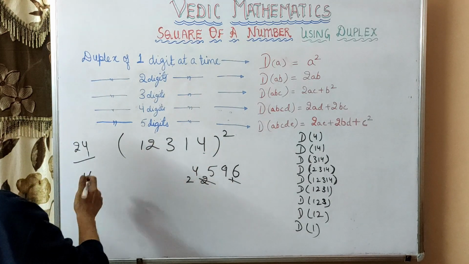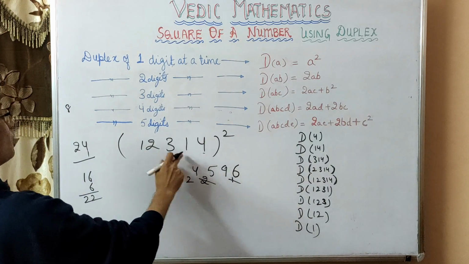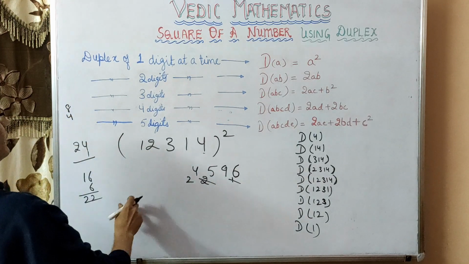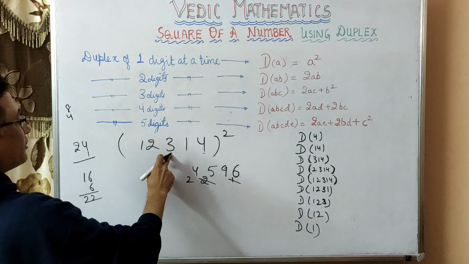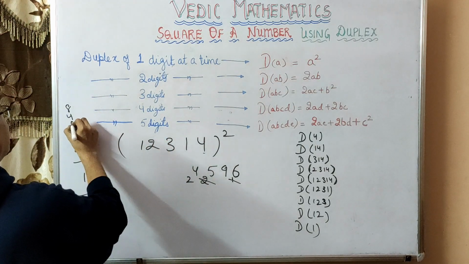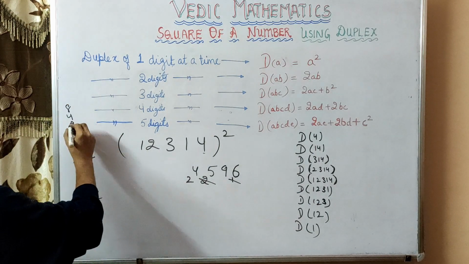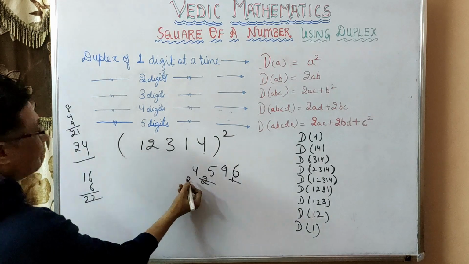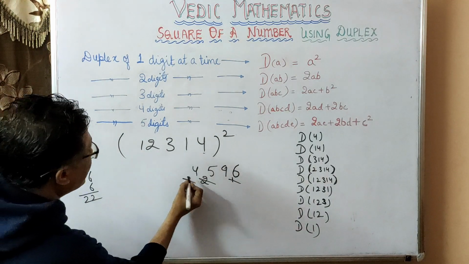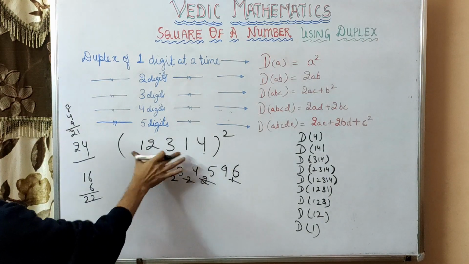4 1s are 4. Double it. What is it? 8. 2 1s are 2. Double it. What is 4? 3 square, because this is the only one. Now we have to square it. So it is 9. 9 and 4 is 13. 13 and 8 is 21. And we have 2 here. So 21 plus 2 becomes 23. 2 carried. Now 1 2 3 1.